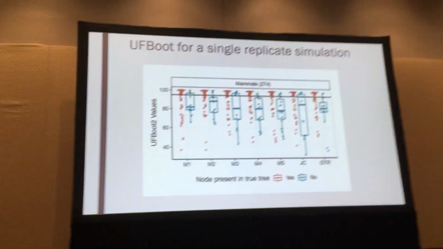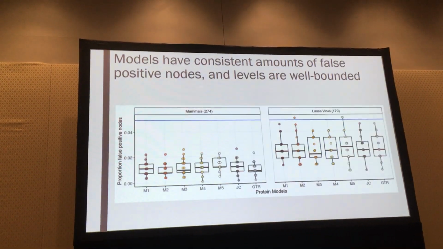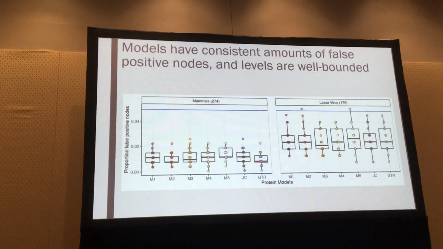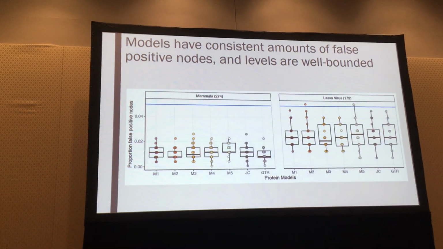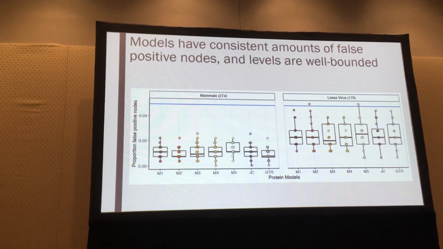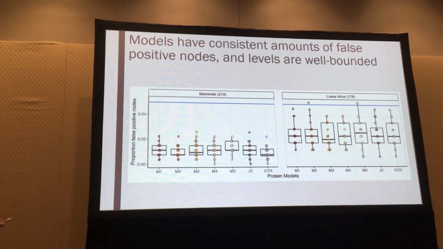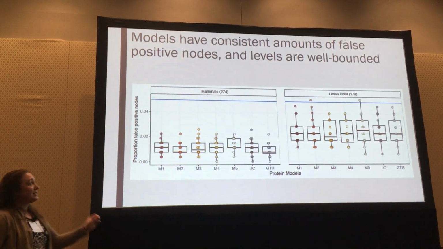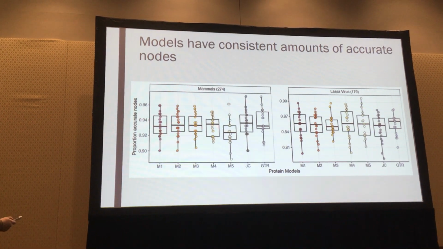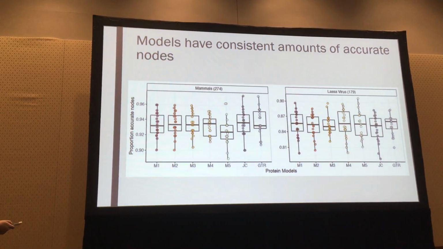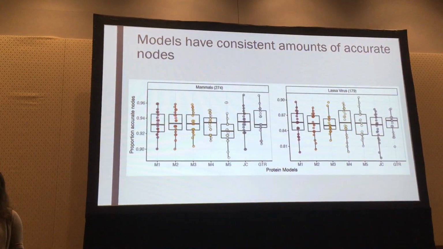And what I'll tell you, just skipping ahead, looking at false positive nodes and accurate nodes, the point is, no matter what model you're using, you're always getting some proportion of nodes that are incorrect in your inference. You're always getting roughly the same proportion of nodes that are correctly classified in your inference, accurate nodes. A dip for M5, but it's not statistically significant.